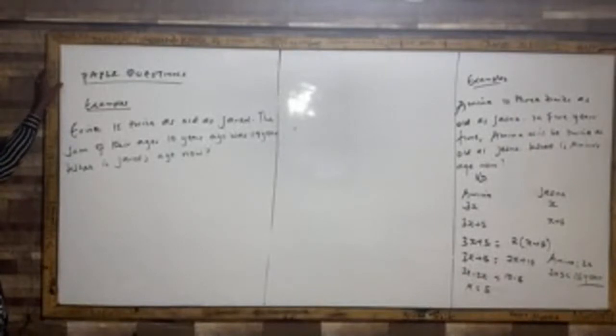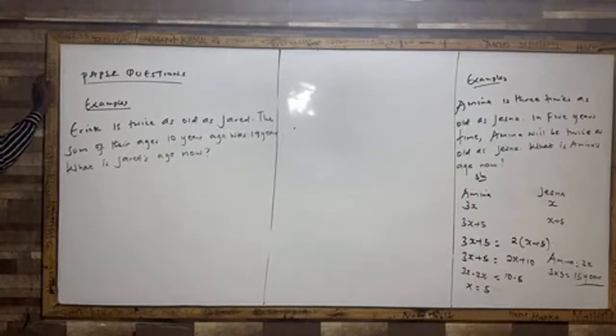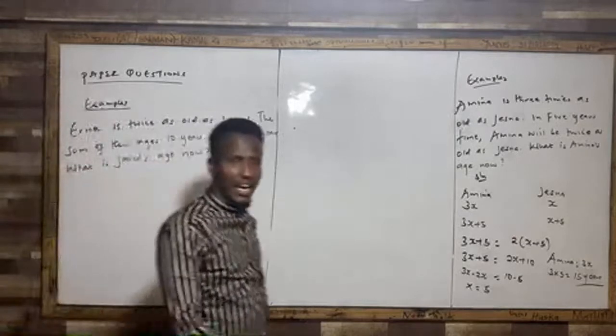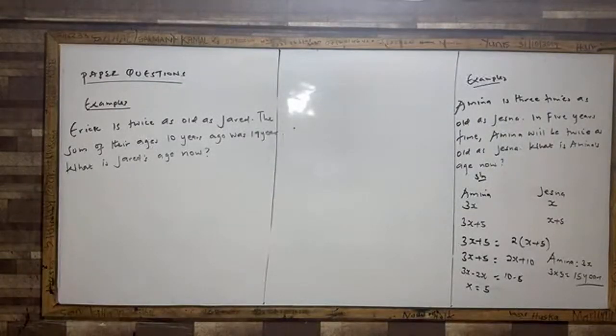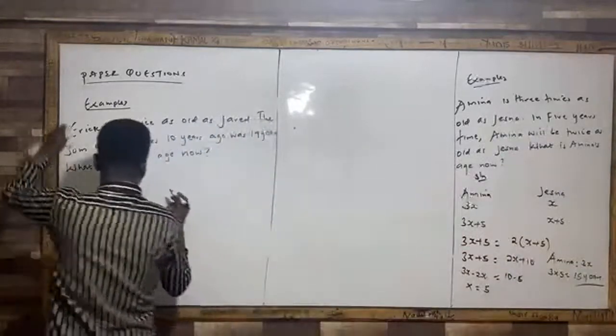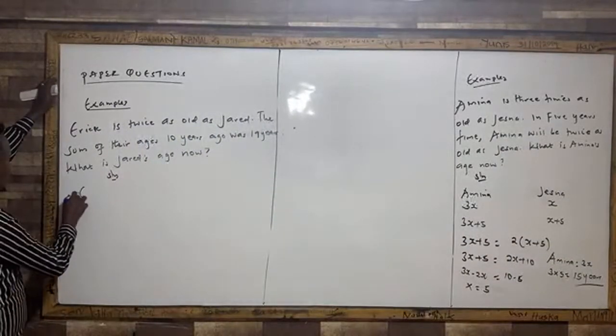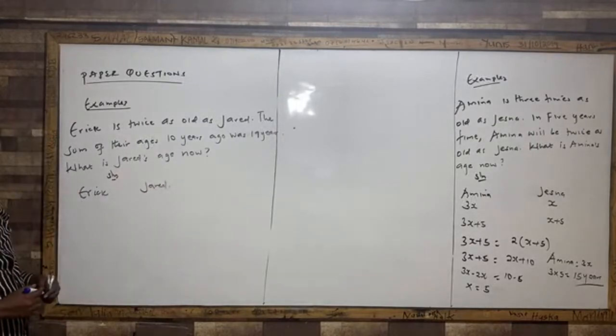Now you are told Eric is twice as old as Jared. Full stop. That's a complete statement. Then you are told the sum of their age 10 years ago was 19. What is Jared's age now? Okay? That's what you are told. Read the question. Eric is twice as old as Jared. Full stop. The sum of their age 10 years ago was 19 years. What is Jared's age now? So how are we going to solve such kind of question? Now let's come and say solution. We have these two characters, Eric and Jared.